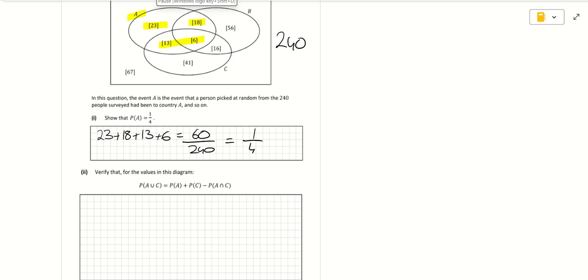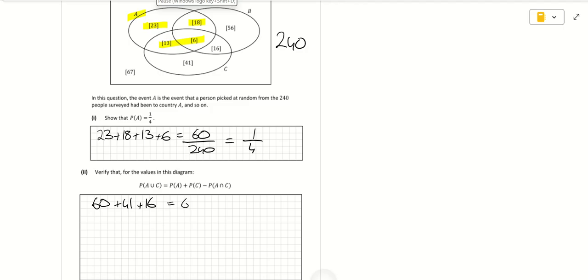So verify for the values. So P(A∪C) equals P(A) plus P(C) minus P(A∩C). So remember, P just means probability. So A union C. So that means we need to add up all the numbers in A and C. So A, we've already done 60, the first 60. So that's all of A. And then union C, so we just need to add 41 and 16.